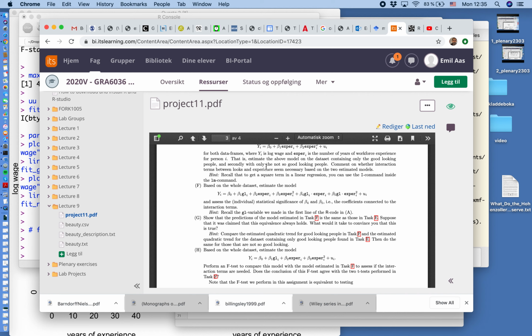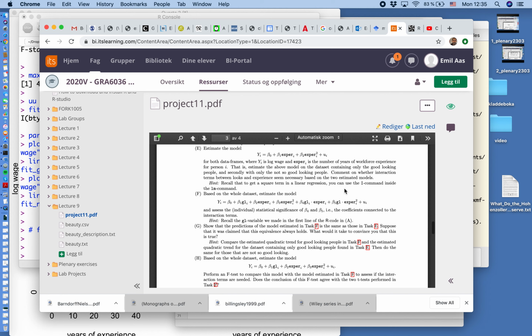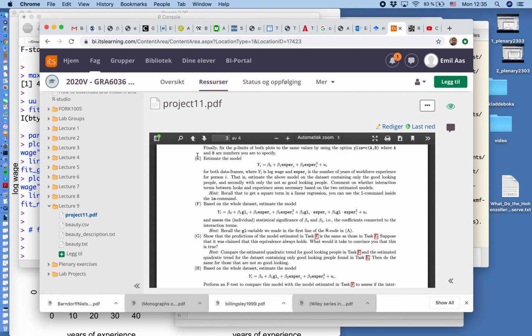Welcome back to this plenary session in GRA6036. We are working on project 11 and we are about to start exercise F. But before we start exercise F, we forgot one question on exercise E, and that is we should comment on whether an interaction term between looks and experience seems necessary based on the two estimated models.